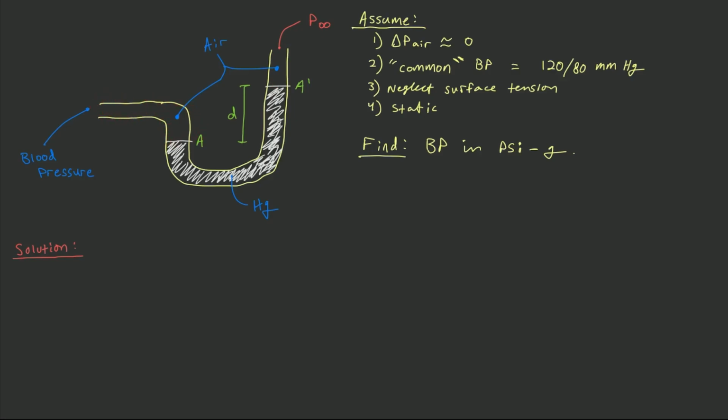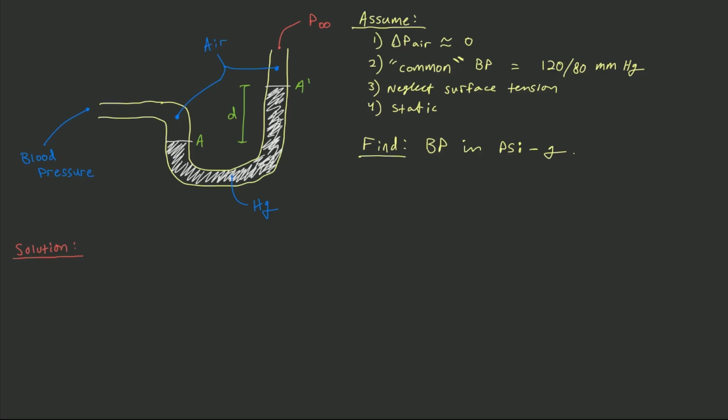So to formalize those assumptions, again, we're assuming one, that the change in pressure within the air columns is equal to 0. We're going to assume that a common blood pressure is approximately 120 over 80 millimeters of mercury. We're going to neglect surface tension, and we're going to assume a static fluid. And the objective here is to find the common blood pressure listed in PSI gauge.